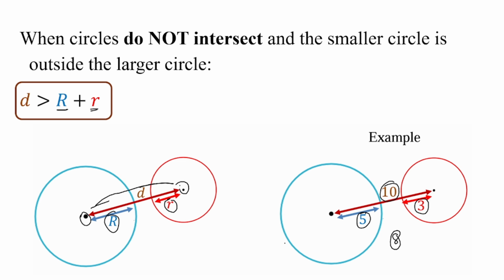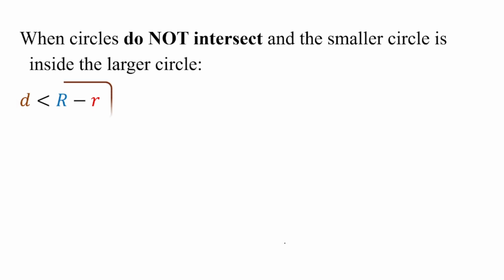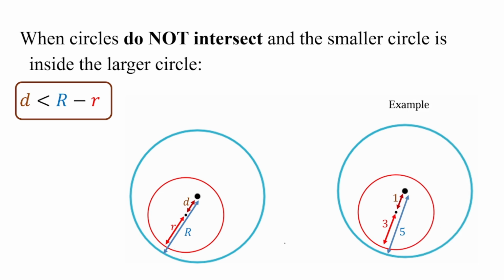And then the fourth situation, we say that the circles may not intersect and the smaller circle is inside the larger circle. And then if we look at this diagram, this may assist you. We can see that if we add the radius of the smaller circle and this distance between the centers, we won't get the radius of the larger circle. You see that? So we can say r plus d is less than the radius of the larger circle.